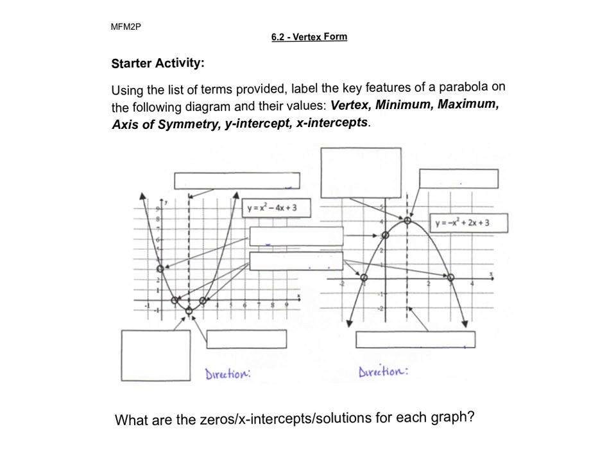So label the vertex, not asking for you to label the point itself, just to identify where's the vertex, is it a maximum or a minimum, where's the axis of symmetry, the y-intercept, and the x-intercepts, and just fill in the boxes. Once you've identified all the places, then go in and add the values.